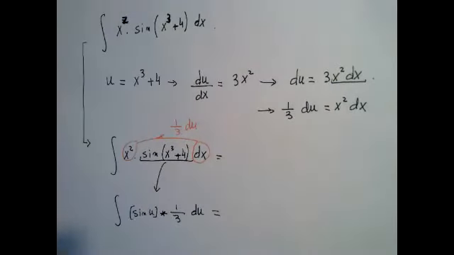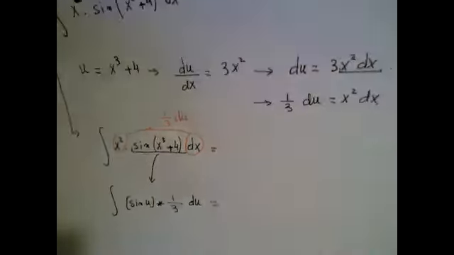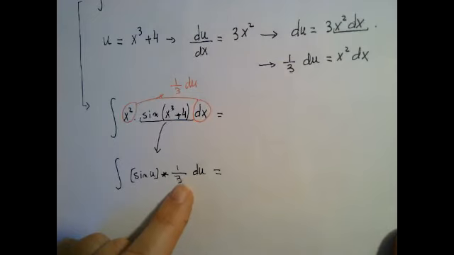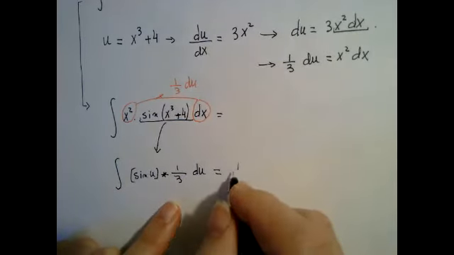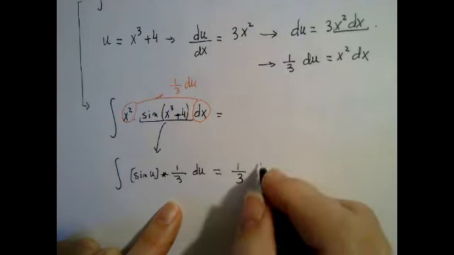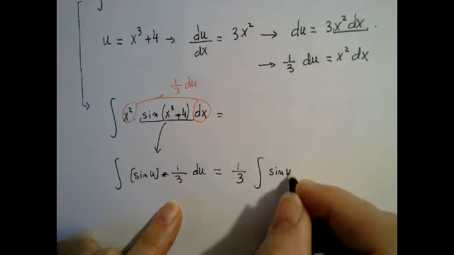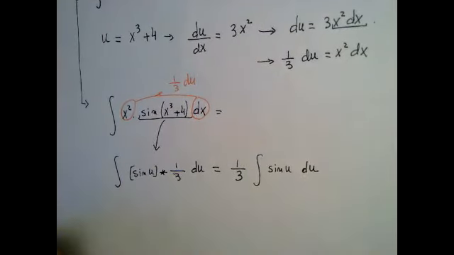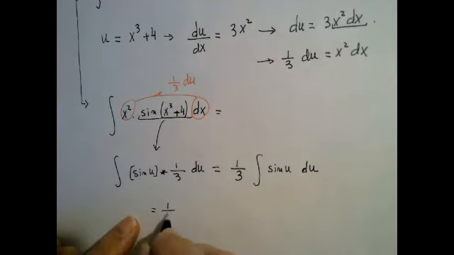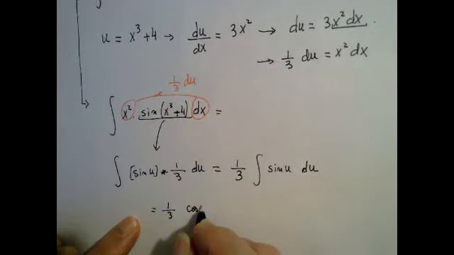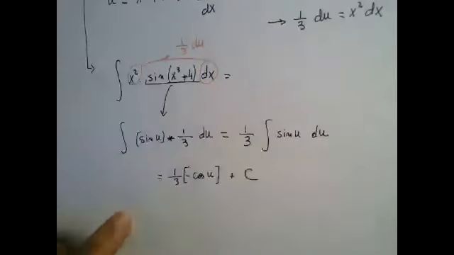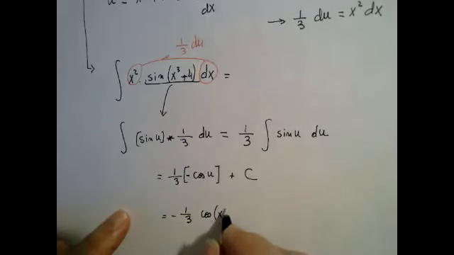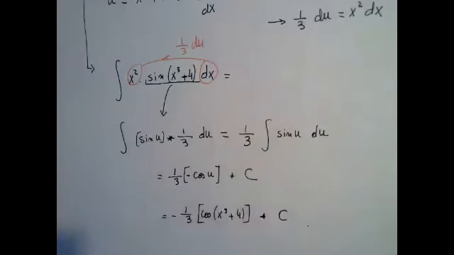Now again, I'm back to a simple integral in u. There is no x, there's an integral in u, and I need to evaluate it as a function of u. 1/3 is a constant, so I can move it out, which makes things much simpler. I will have the integral of sine u du. The antiderivative of sine is minus cosine, because I'm anti-differentiating this time, not differentiating. Now I go back to x, plus a constant C.